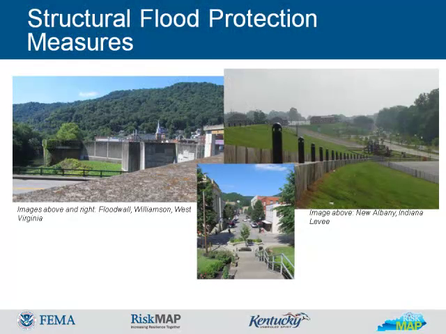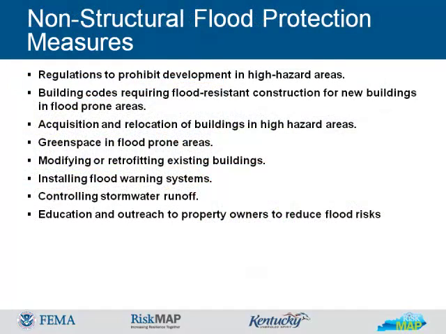The images on this slide demonstrate examples of structural flood protection measures including a flood wall and a levee. Also, during the 1960s and 70s, interest increased in protecting and restoring the environment, including the natural resources and functions of floodplains. Coordinating flood loss reduction programs with environmental protection and watershed management programs has since become a major goal of federal, state, and local programs.